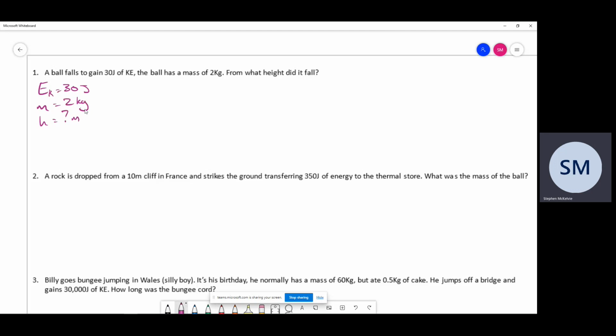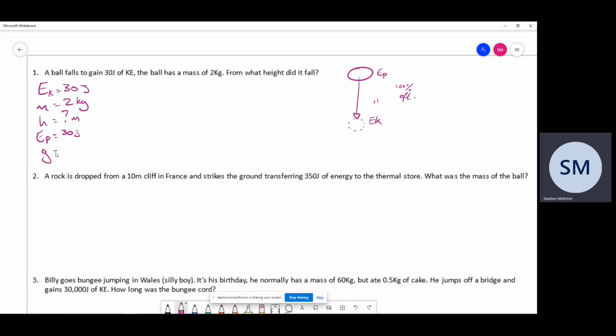Now, as we know, there is no equation that has kinetic energy, mass, and height. However, remember that if we have a ball that's falling from a certain height, then the amount of kinetic energy it will have at the bottom will be equal to the amount of gravitational potential energy it had at the top, assuming 100% efficiency. So I can say that I had potential energy of 30 joules as well.